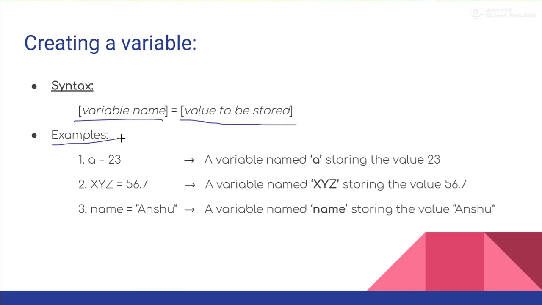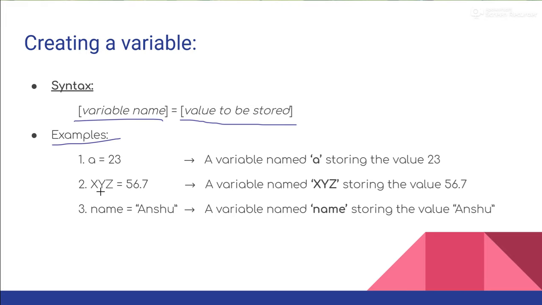So let's see some examples of it. Let's say we want to give the variable the name a. So we wrote a like that, and then an equal sign, and then the value to be stored. So let's say we want to store the value 23. That's why we wrote 23. And this command will make a variable named a, storing the value 23.